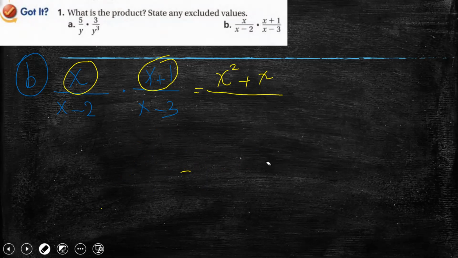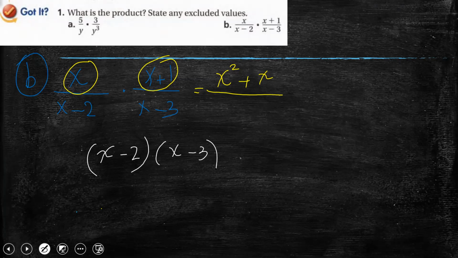Let's now multiply the denominators here. As you see, we cannot simplify. Later on, if you can simplify it, you can cancel them. Now, let's go to multiply the denominators. Here we have x minus 2 times x minus 3.